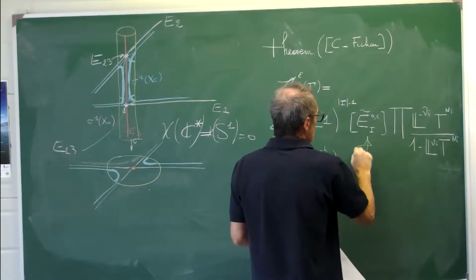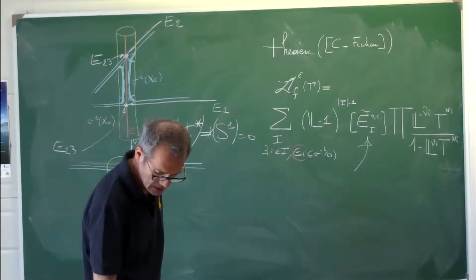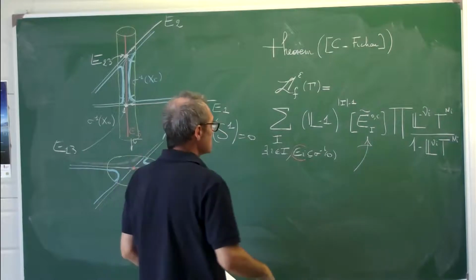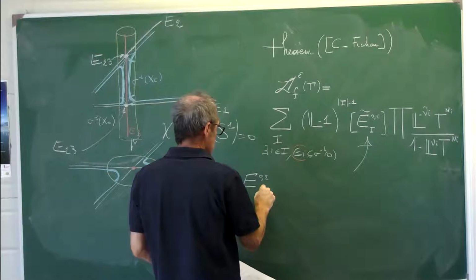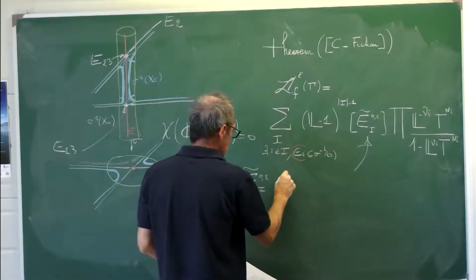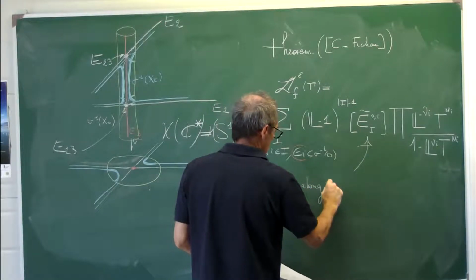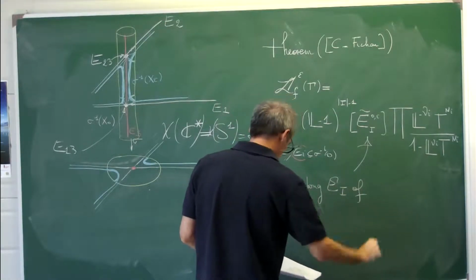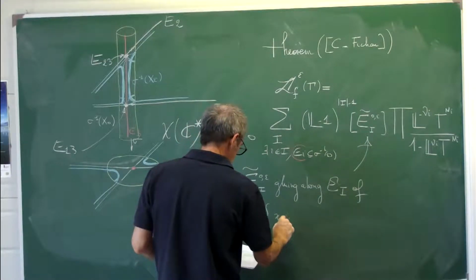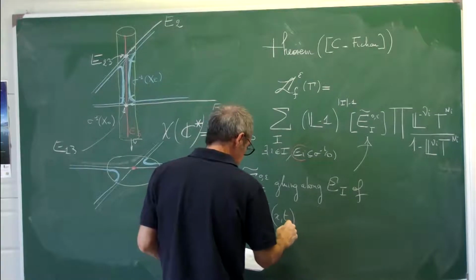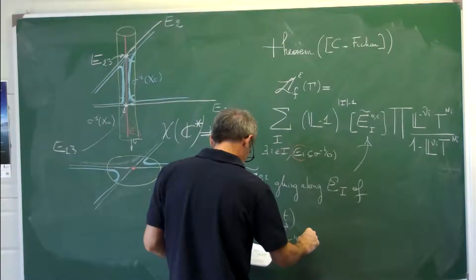So what is this guy? This guy is obtained as an algebraic set, as a gluing along E_I of the following set. So I add a new variable t here, new variable t.